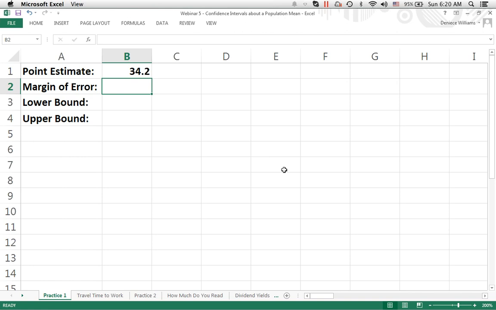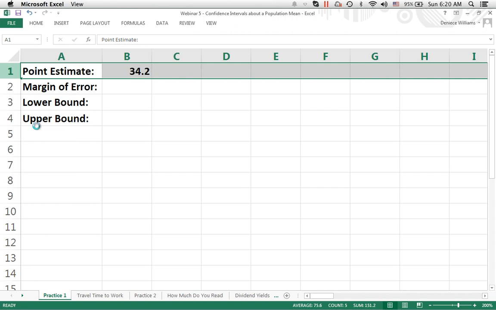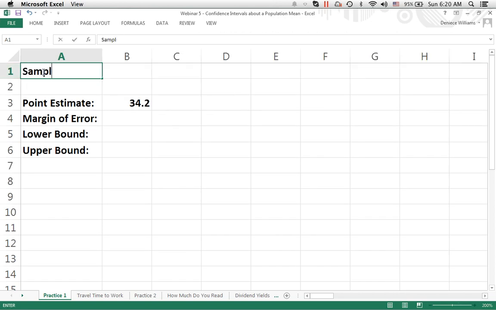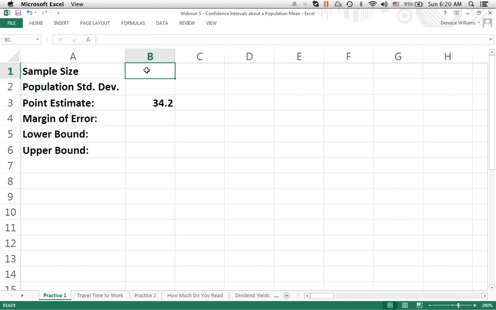So I have a point estimate of 34.2, and the margin of error is what I'm going to ask the computer to calculate for me. What else do I know? Let me insert some other things. I know my sample size, and I know my population standard deviation. My sample size is 35. My population standard deviation is 5.3.